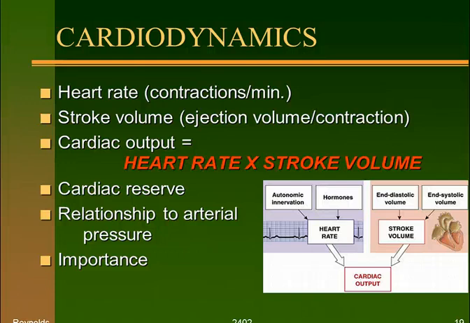If you're sitting there listening to this, you're probably pumping around 5 liters per minute. Heart rate 70. Your ejection volume is around 70. You multiply 70 by 70, you get 4,900 milliliters per minute. Let's round it up to 5 liters.